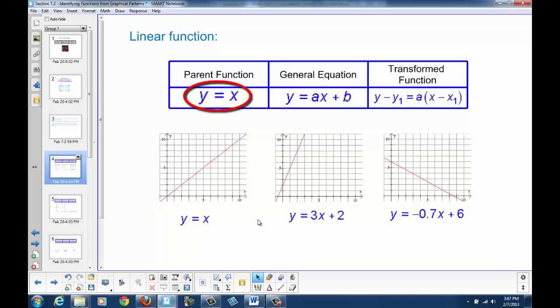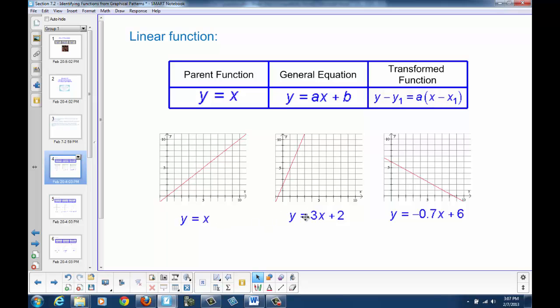The most basic linear function is y equals x, and as we can see, it goes through the origin and increases at a regular rate across all real numbers. The general equation that many of us are familiar with, y equals ax plus b, and the transformed function, where we look at horizontal and vertical translations and additional dilations, looks like the point slope formula that we're all familiar with. y minus y1 equals a times x minus x1.